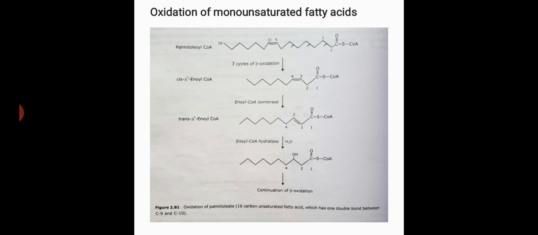For example, in palmitoleic acid, a 16 carbon chain fatty acid which has a double bond at the 9-10 position, after 3 cycles of beta oxidation, cis delta 3 enoyl coenzyme A is produced. This molecule is not a substrate for the enzyme acyl coenzyme A dehydrogenase, which catalyzes the first step, that is oxidation, of the beta oxidation of saturated fatty acids, and also produces a molecule of FADH2 in the process.